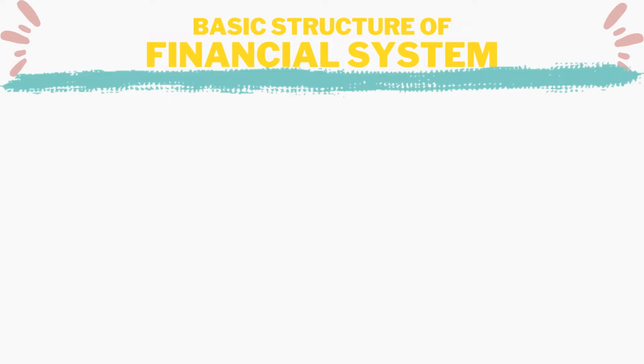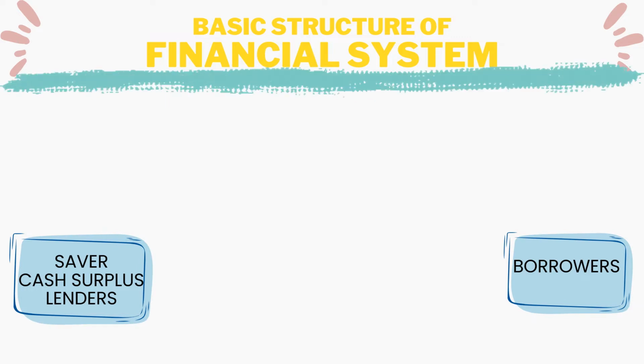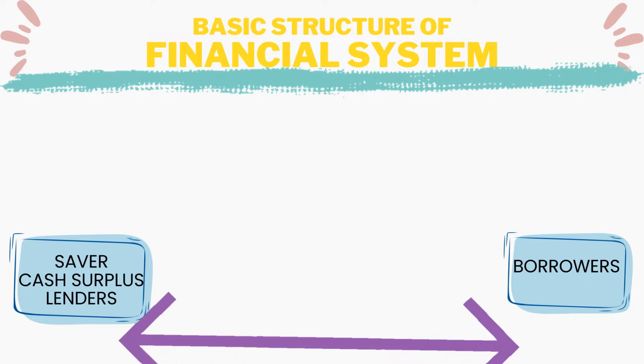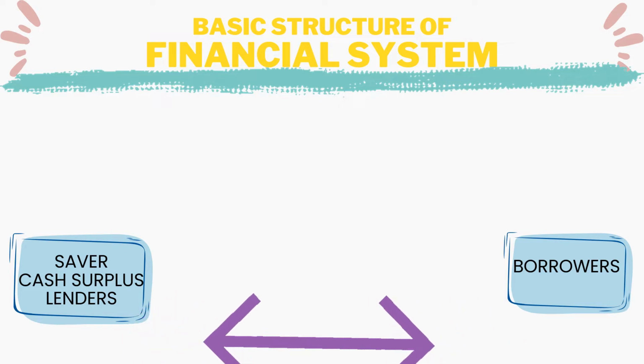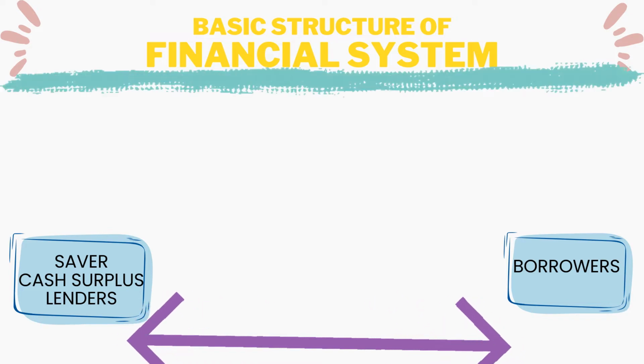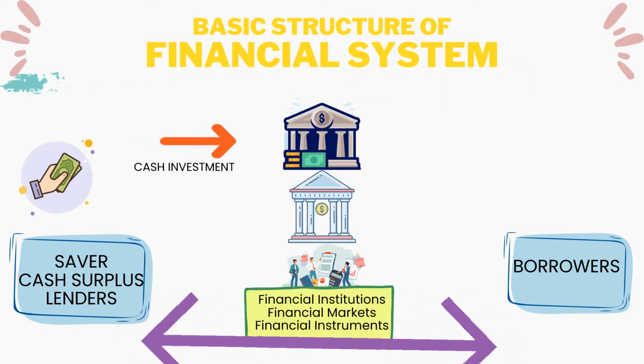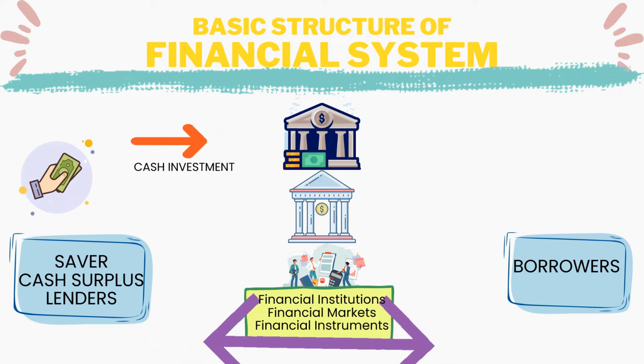There is no standard structure of a financial system that operates in the world. It varies among countries and among business organizations. But this figure that I will show you illustrates the structure of a typical financial system. This system is responsible for channeling funds from the savings of the savers, lenders, or cash surplus, which can be an individual, household, business, or corporation, to the borrowers, like individuals, households, businesses, or corporations that need funding, through the support of financial institutions, financial markets, and financial instruments.